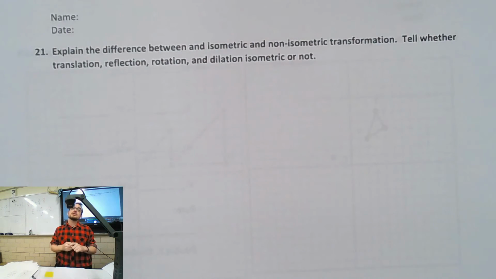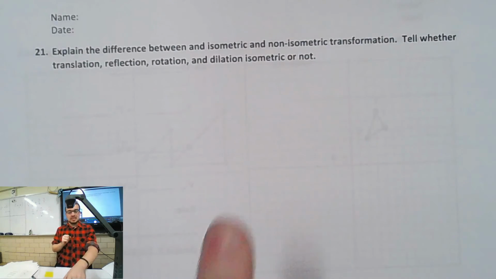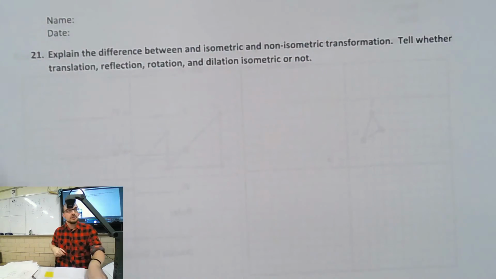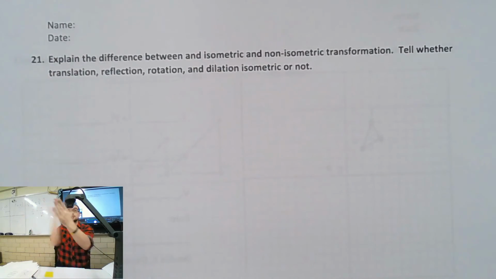Do dilations keep things the same size? No, they change it. So it's non-isometric. Dilations are non-isometric. Do rotations change the size? No, they just change the location. Do translations, pushing things, change the size? No, right? I push the pen, it's still the same size. What about reflections? Do they change the size? Not unless you're in a funhouse mirror, right?